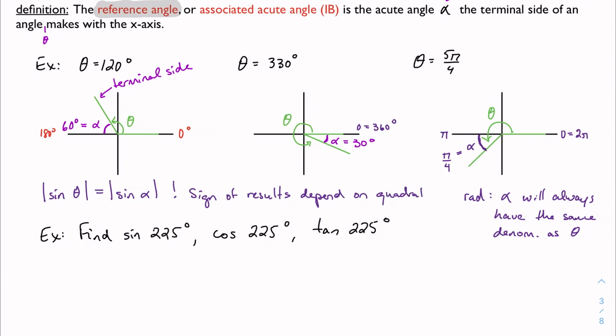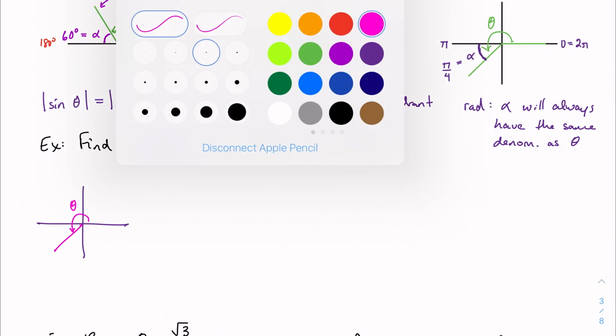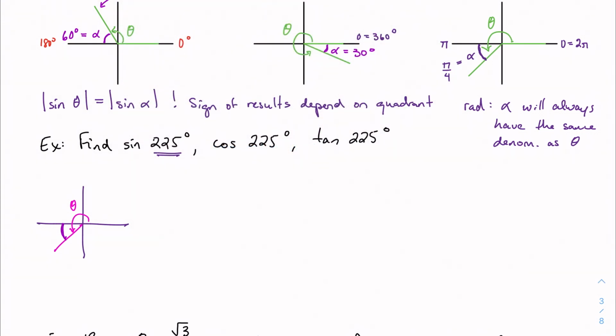Going back to my CAST, or my All Students Take Calculus. So if I want to do sine 225, cosine 225, tangent 225, the first thing I should think about is the reference angle. So what's the quickest way for me back to the x-axis? If I visualize this really quickly, 225 is going to put me out here. So here's my theta, here's my 225. My quickest way back to the x-axis is right here, this way. Here's my acute angle. This would be my reference angle. So what's the difference from 180 degrees to 225 degrees? My reference angle is going to be 45 degrees.